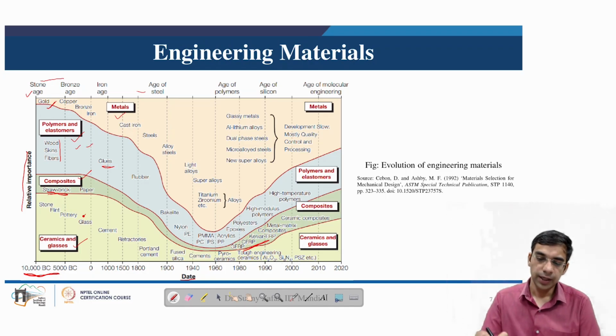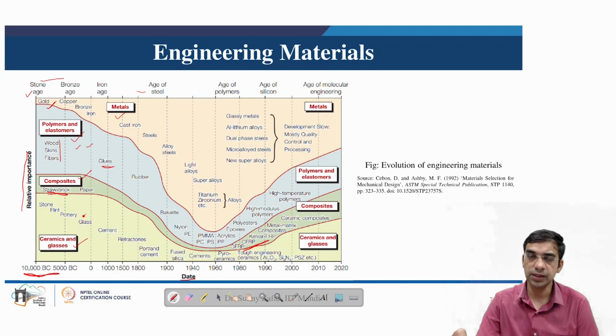were also developed. And moving on from the silicon age, we come to the age of molecular engineering, where newer metals will keep on developing, which mostly improve the quality control and processing. High temperature polymers are developed, ceramic based composites are developed, and newer types of ceramics are further developed, like high entropy ceramics, etc. So we can see the engineering materials have been evolving starting from 10,000 BC up to now, and they will keep on evolving in the future as well, depending on the needs of the products in society.